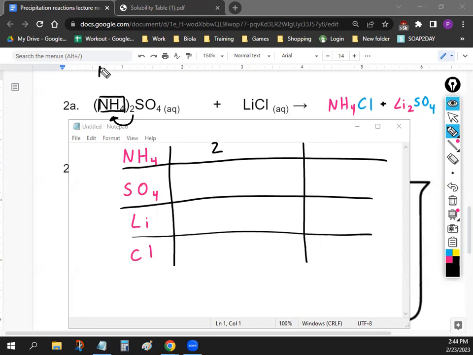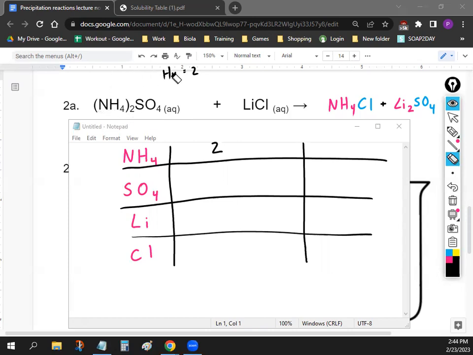We don't multiply everything. If I asked you how many N's, there'd be 2 N's. If I asked you how many H's, there'd be 8. But we're talking about NH4, and there's 2 of them. Does that make sense? If there's parentheses, just get the number on the outside of the parentheses. It's 2 NH4s. Okay, let's go to SO4.